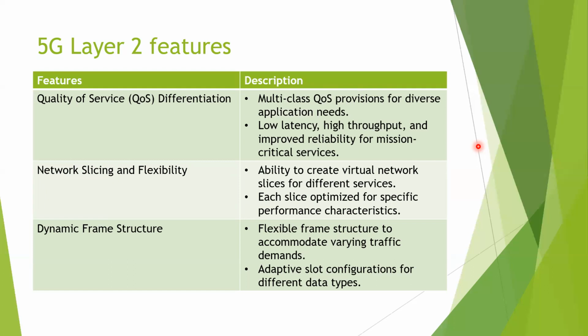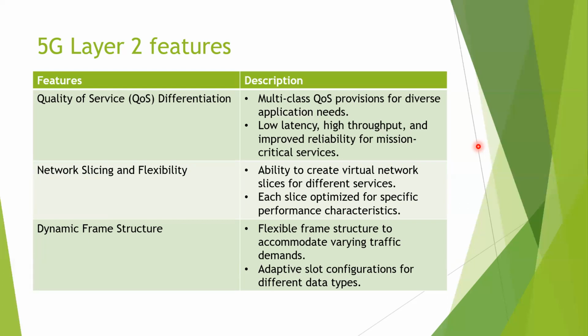In the QoS definition sheet, we're looking at multiple classes of QoS towards the application need, and we're looking more at low latency, high throughput, and improved reliability for mission critical services. And then we also have network slicing and flexibility. So the ability to create virtual network slices for different services, each slice optimized for specific performance characteristics.